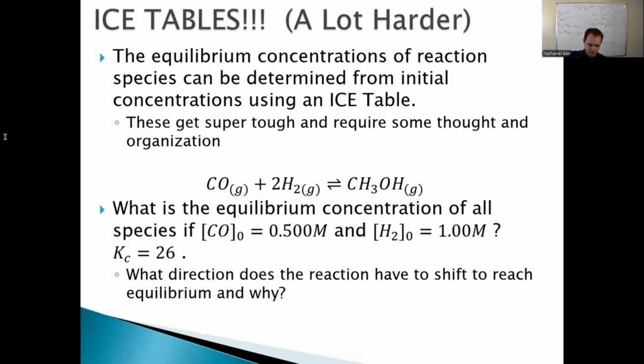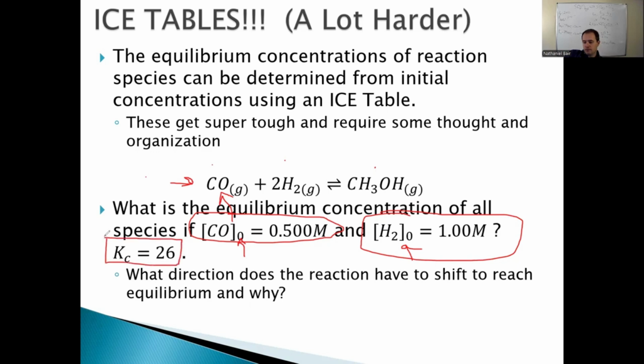So here's what we got. Conceptually, we're just going to talk about this reaction. Let's imagine we have this synthesis reaction here. An ICE table problem would look like this. It would say, what will the equilibrium concentrations of everything be if we start with this much carbon monoxide? Notice this little zero down here. That little zero means initial or starting concentration, not equilibrium. So if we start with this much CO and we start with this much H2, and if the reaction has an equilibrium constant of 26.